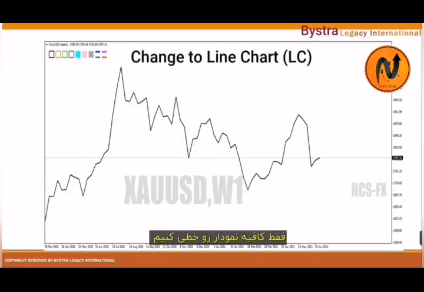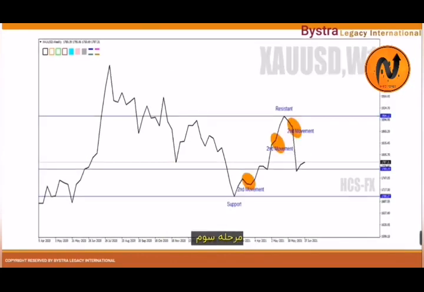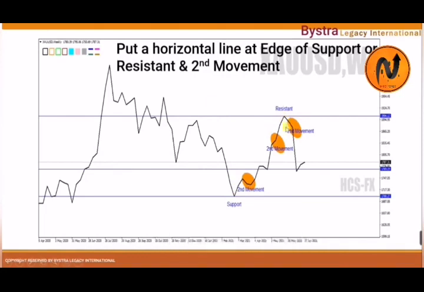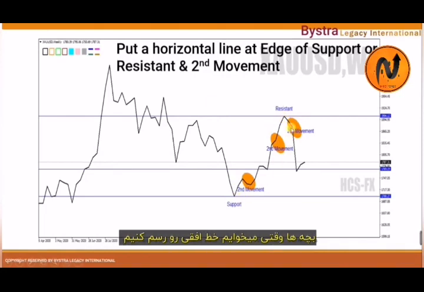Next, we just need to change to the line chart, which is the second step. The third step is to put a horizontal line at the edge of the support or the resistance. Now guys, when we put this horizontal line, we just put it at the price that is near to the current price. We don't have to put every single thing on here, on here, or here, because the price is currently in this area. Therefore, we just mark near the price. You can mark here, it's fine.